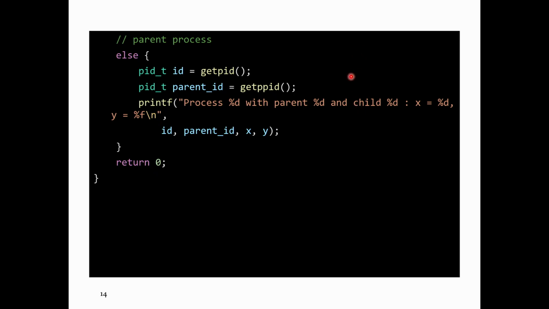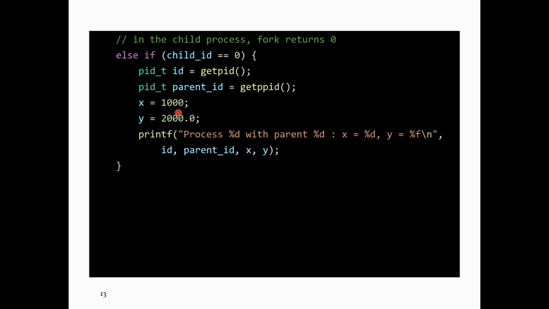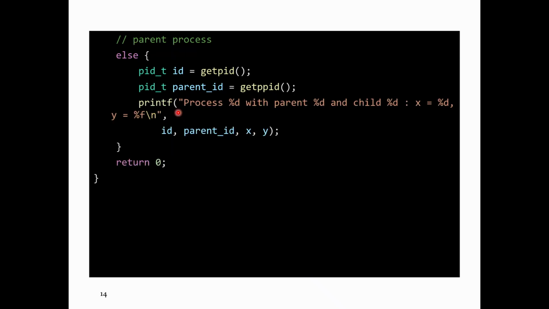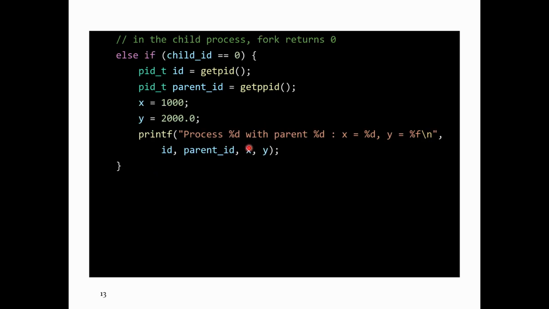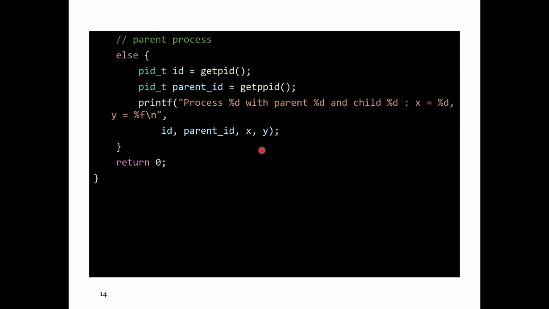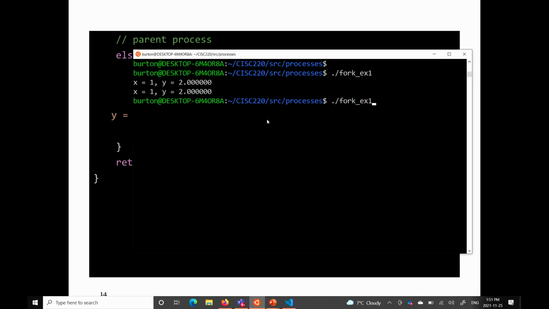Notice the parent doesn't change x and y. The child changes x and y. And so here, because the parent is running in a different memory space than the child, we expect the original values of x and y. Here, we expect the changed values of x and y. So let's run this, and then I'll go back to that first if statement. So this is fork 2.